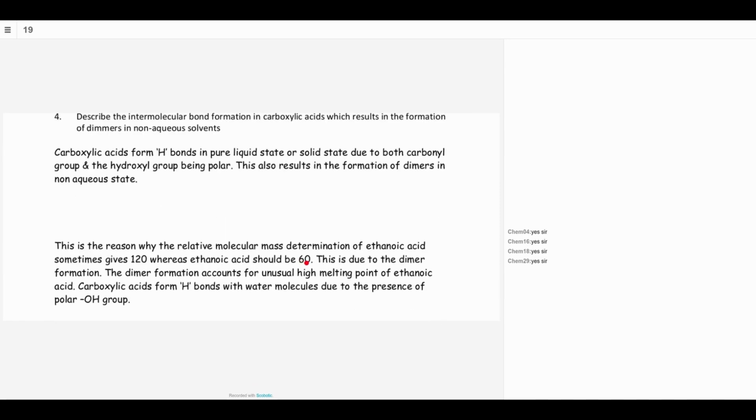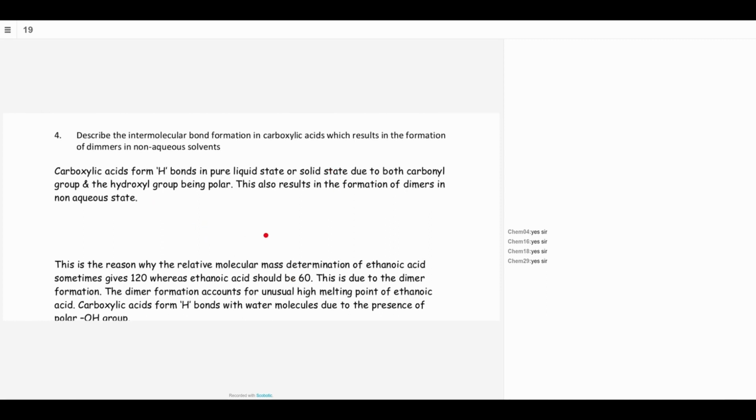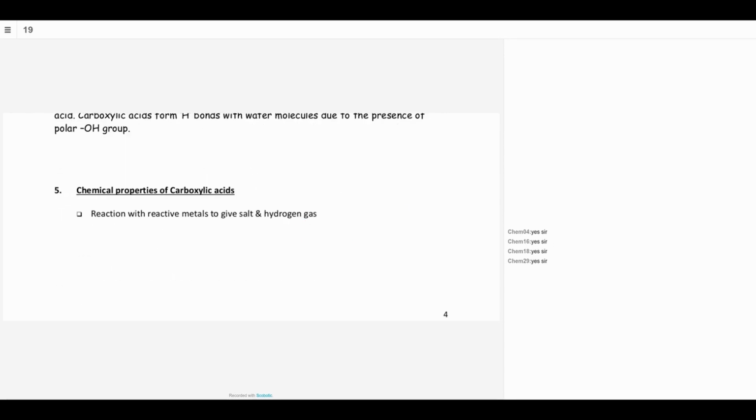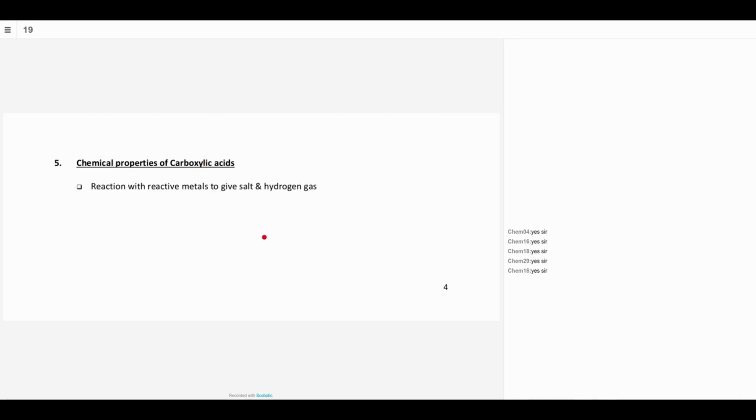And I also explained about the dimerization, right? How two carboxylic acids can form two hydrogen bonds and act as one molecule. That's where we stopped. Am I right? Or did I do more reactions? Did I do question 5? Okay, we have to start from question 5.